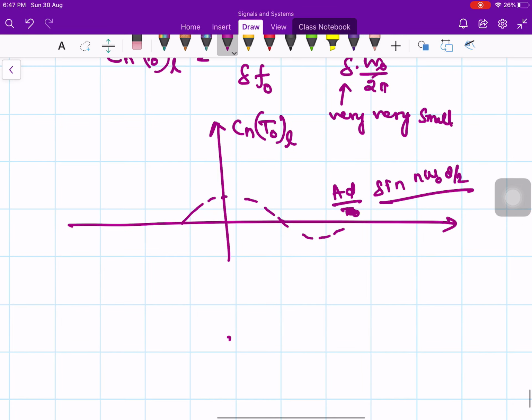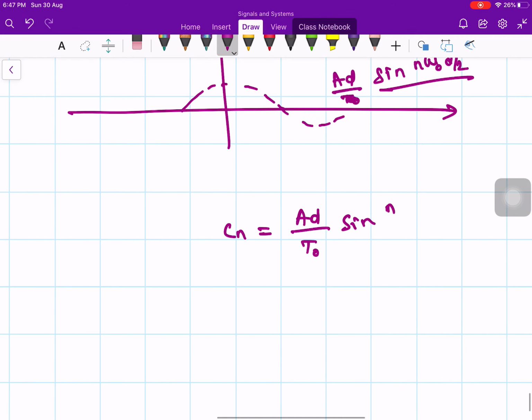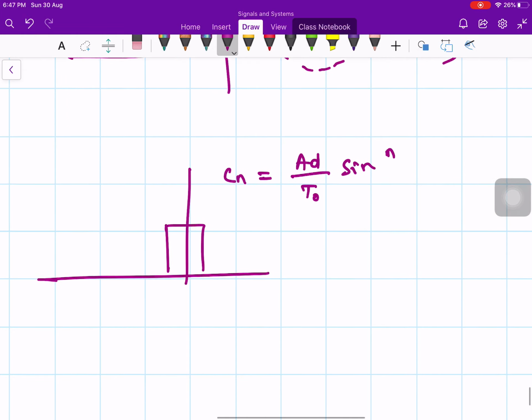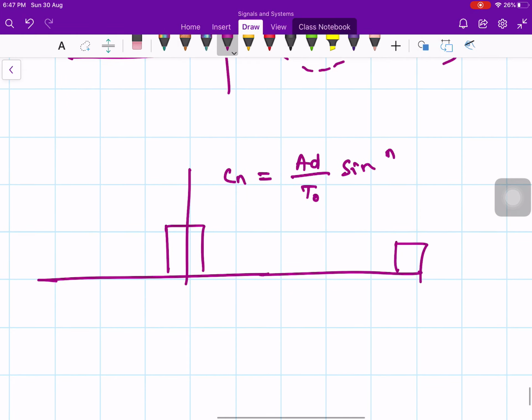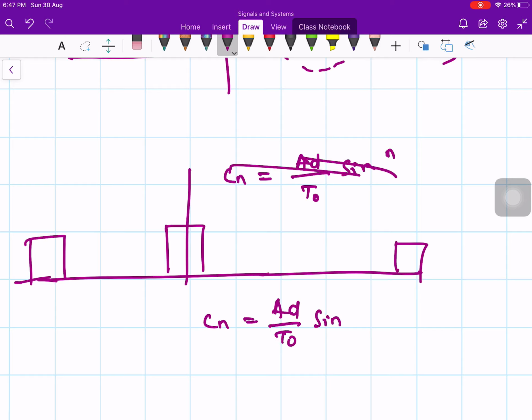See, what is your Cn? Cn is equal to AD over T naught sine of, for square pulse. Okay, I am taking the example of this pulse like this. For this kind of pulse, what is Cn? Cn is equal to AD over T naught of sine of n omega naught d over 2 whole divided by n omega naught d by 2.